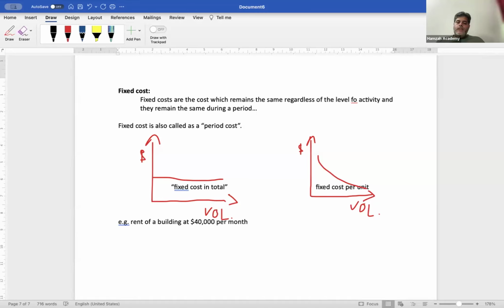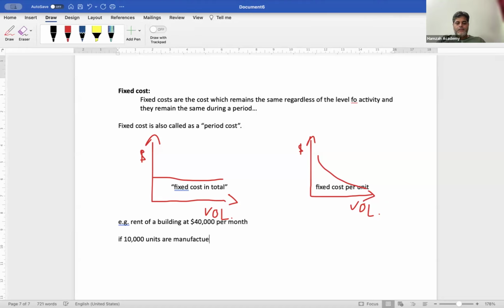Now, as far as the fixed cost per unit is concerned, as the number of units increases, as production increases, the per unit cost decreases. Per unit cost decreases as my production increases. Like, for example, if 10,000 units are manufactured, right?